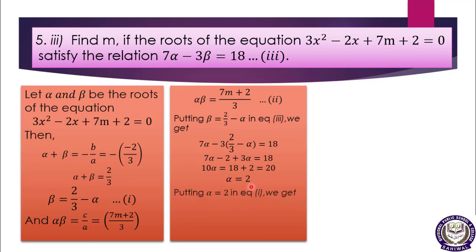Putting this value of alpha equal to 2 in equation 1, that is beta is equal to 2 over 3 minus alpha. So beta is equal to 2 over 3 minus the value of alpha, that is 2. By taking the LCM, we get beta equal to minus 4 over 3. Now we put the values of alpha and beta in equation 2.